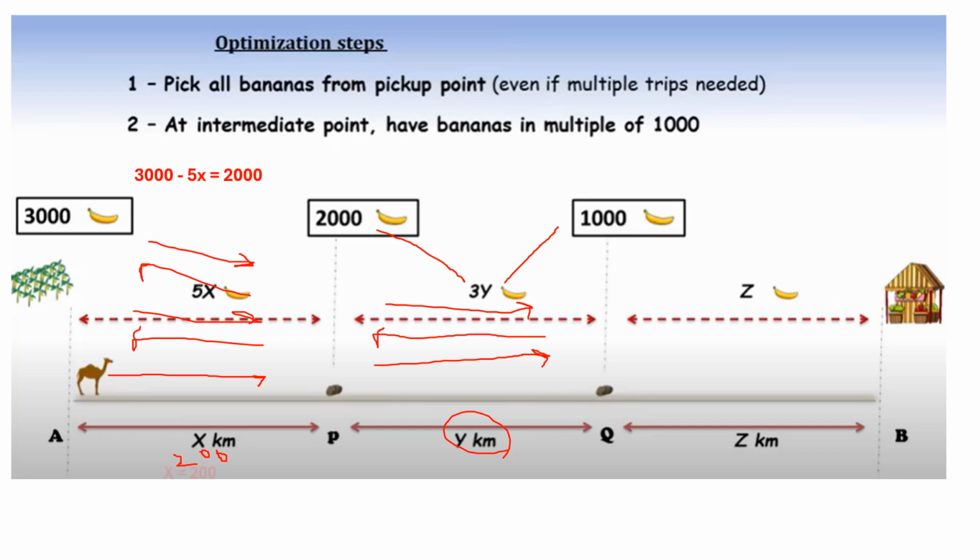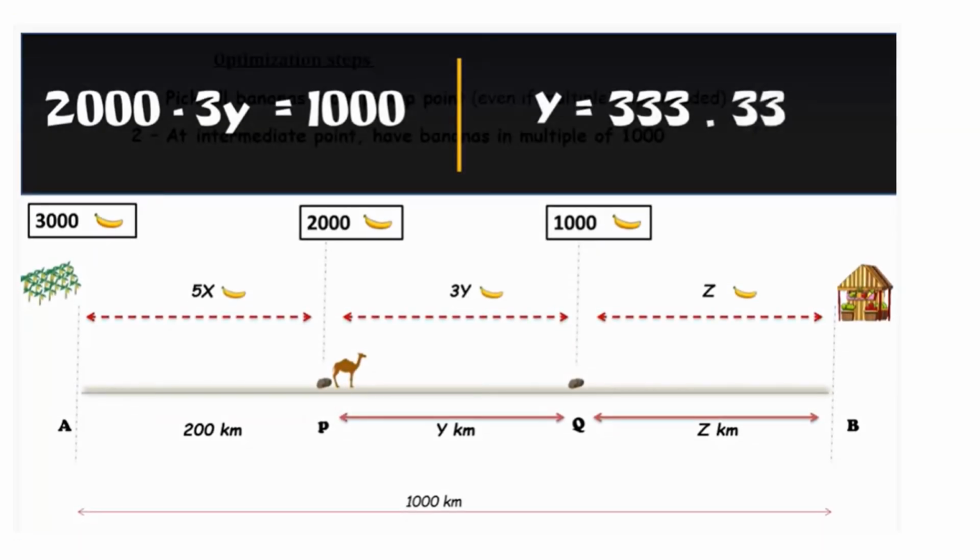We have to calculate y. It's around 333. Okay, so 2000 minus 3y is equal to 1000. Then y is equal to triple three. It cannot eat 0.33 bananas, so we'll round this value. We'll take 333. Now here the value of this A to Q is 200 plus 333. It's around 533.